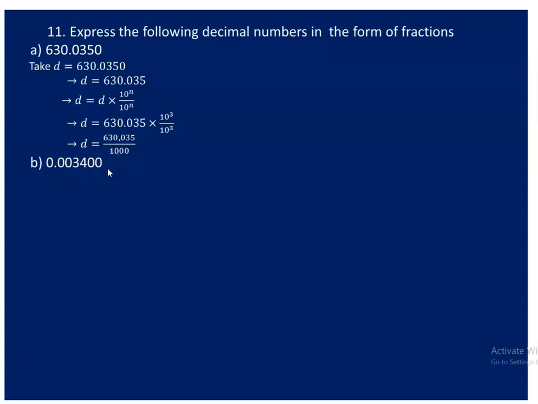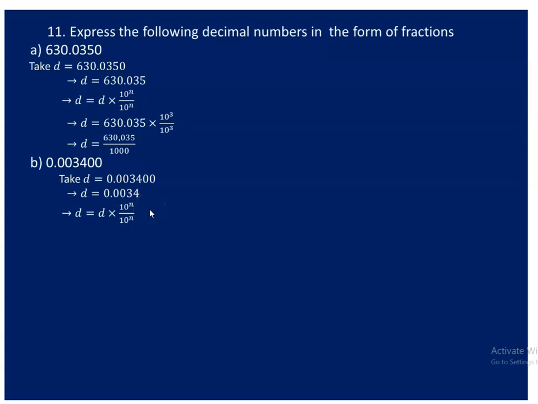Now, how can we change this to a fraction? As usual, let's call this d. As we did before, we can eliminate the last two zeros. So we can directly apply our formula, which is d equals d times 10 to the power of n over 10 to the power of n.